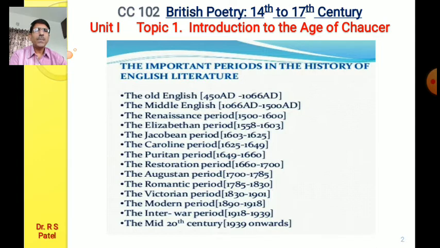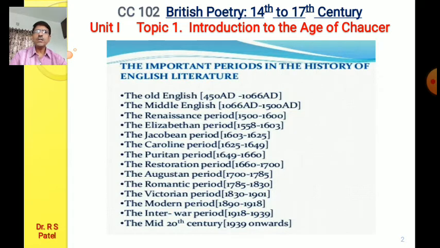So the time span is divided into six ages here: Renaissance, then it is divided into Elizabethan and Jacobean period, Caroline period, Puritan period, Restoration period. So these are the periods or ages from where we have selected several poets, and the poetry written by them will be studied in this paper. You will be introduced to different poets with their representative poems.